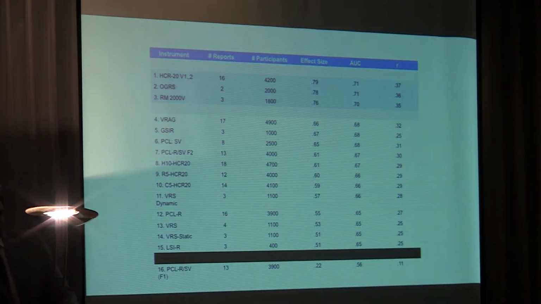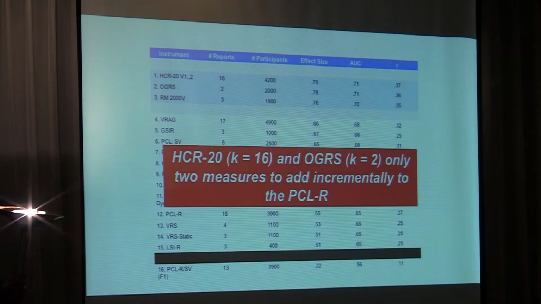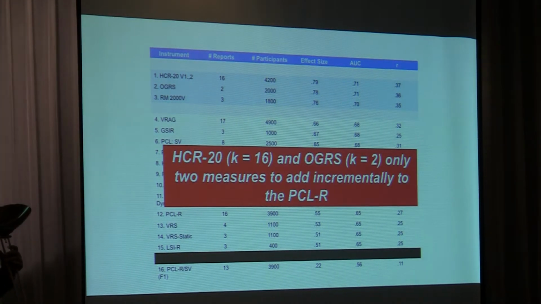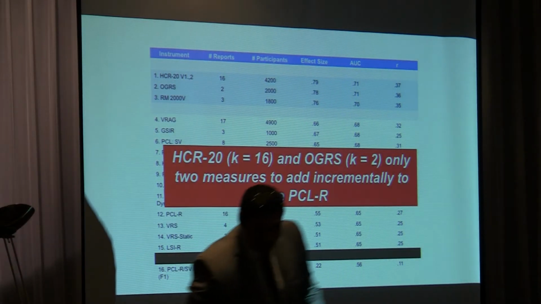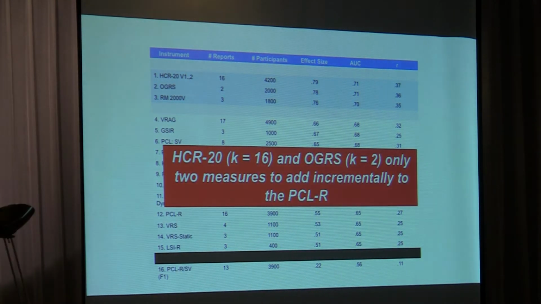Only 2 measures added incremental predictive validity to the psychopathy checklist. So one of them was the HCR-20. That is, its strength of association with violence was stronger than the psychopathy checklist. The other was something called the Offender Group Reconviction Scale, but that's only based on 2 studies used in British corrections.